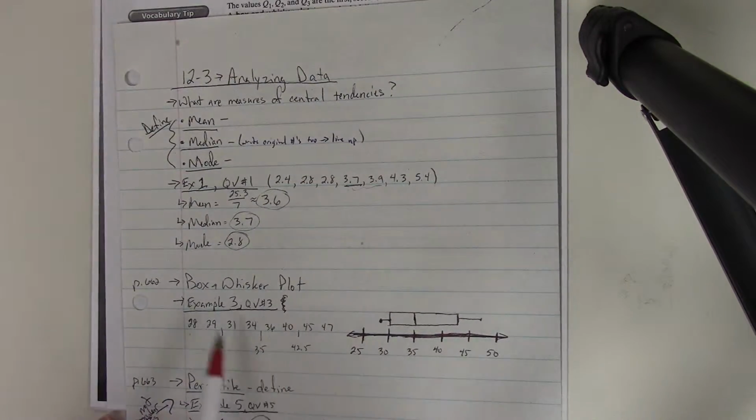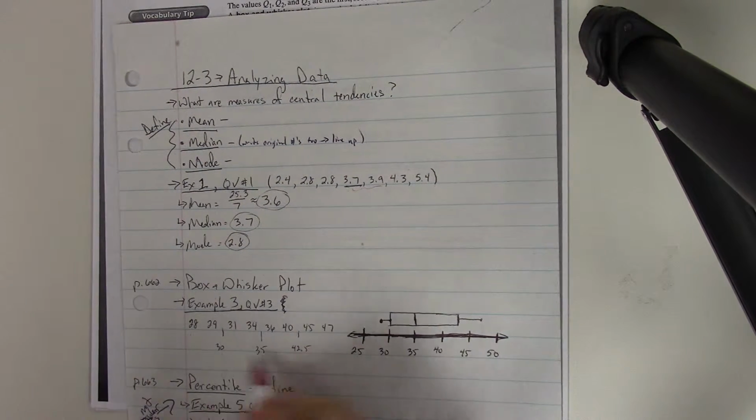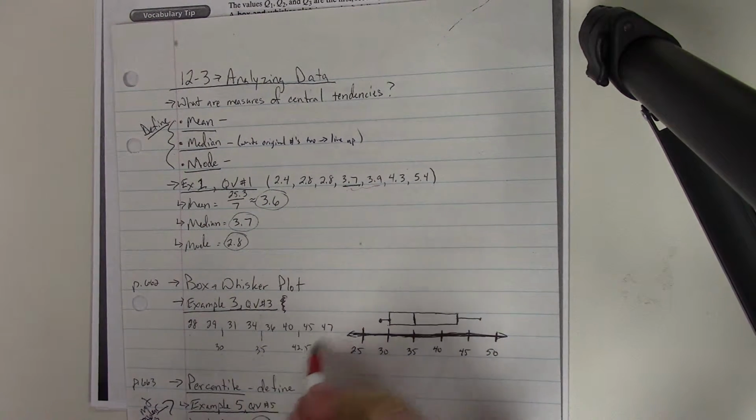Alright, here's the answers for quick check 3. Again, I put them in order. The median of the data was 35. I found the median of the first half and the median of the second half.